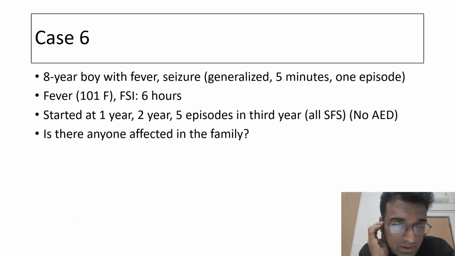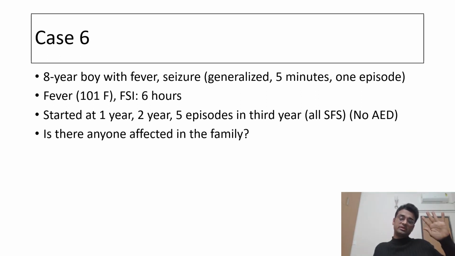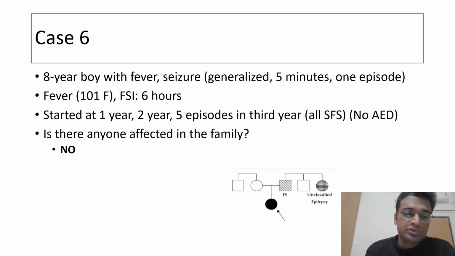This is another child who is an 8-year-old boy with febrile seizure. Okay, febrile seizure interval is 6 hours. It started at 1 year. Okay, the febrile seizure started at 1 year, 2 year, until now 5 episodes have happened. Is there anyone affected in the family? The answer is usually no. So please ask the parents how many sisters, how many brothers, and then start asking them. So don't ask such a blanket question, is there somebody affected in the family? They will say nah, nothing.